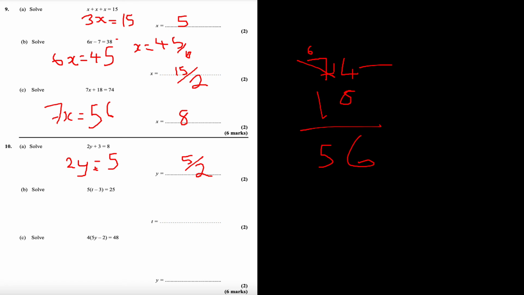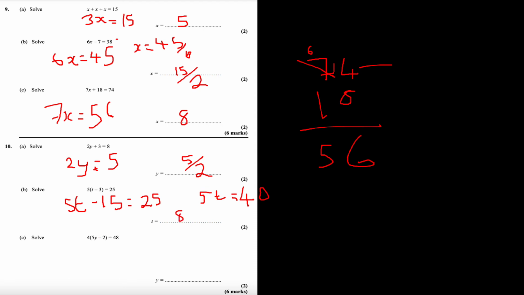For part B, solve this equation here. So expanding the bracket, I'm going to get 5t subtract 15 is equal to 25. Add 15 to both sides, so I get 5t is equal to 40. That means that t has to equal 8. Okay, so dividing both sides by 5, 40 divided by 5 is 8.